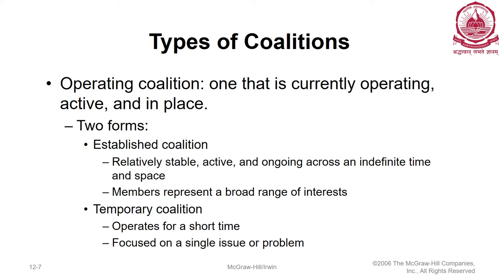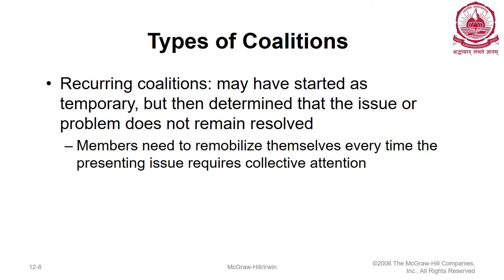Established versus temporary. Established is relatively stable, active, running for an indefinite time and space. A temporary coalition operates for a shorter time, focused on a single issue or a problem. There could also be a recurring coalition, maybe started as temporary, but the problem is not solved, so we want to restart the coalition and work on it.